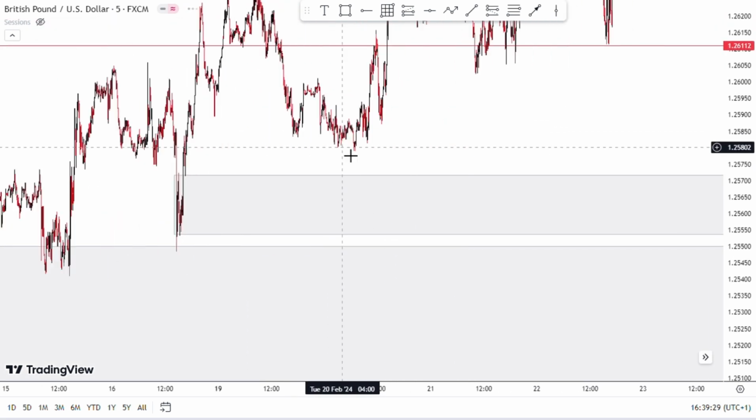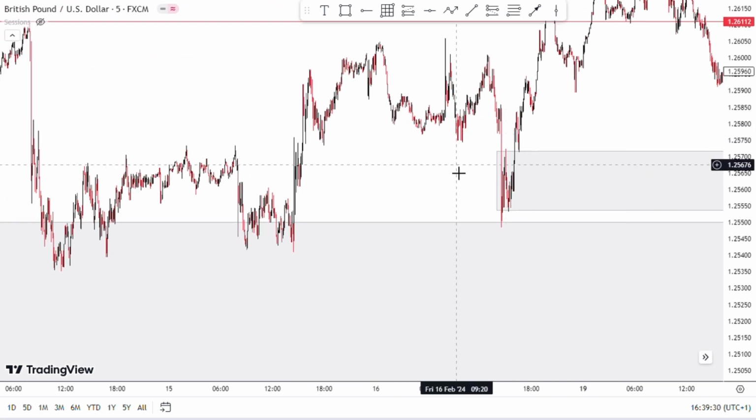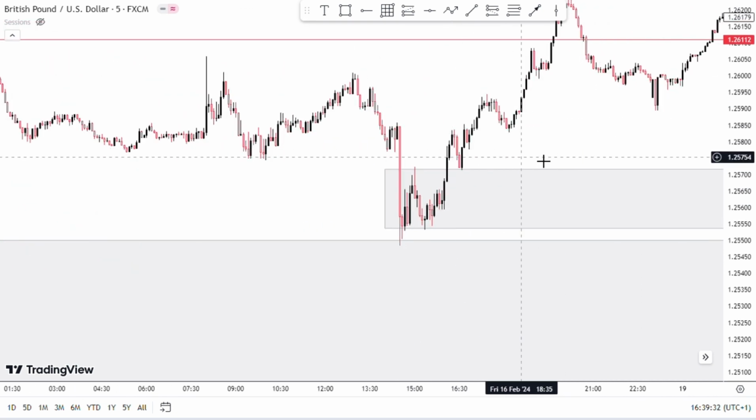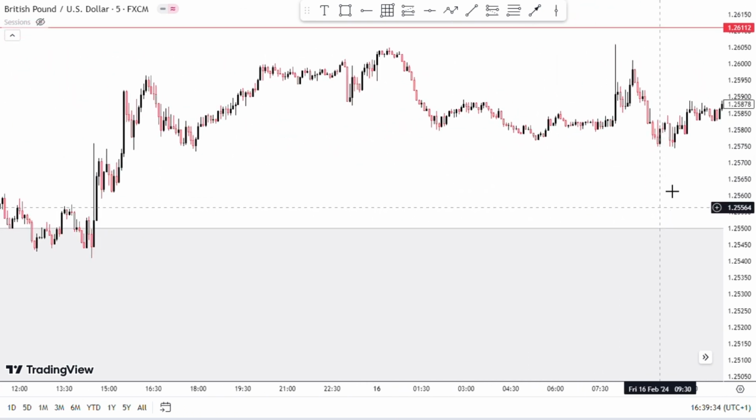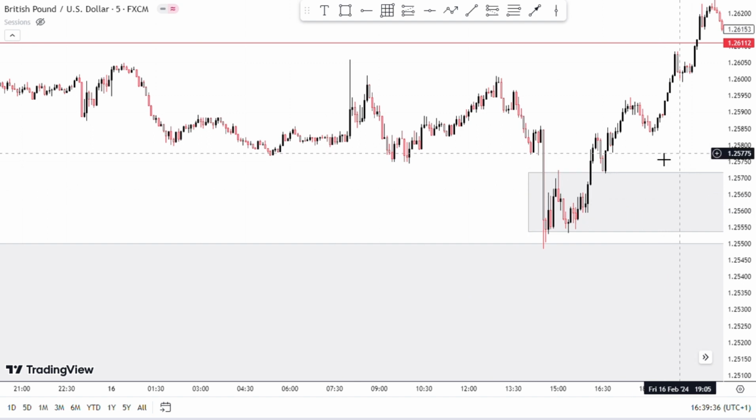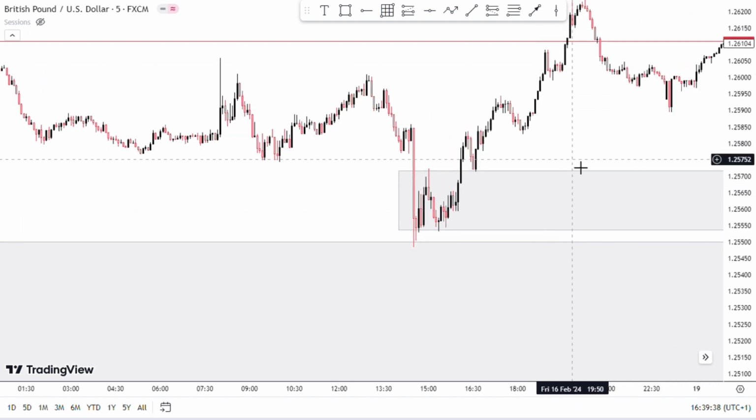So if you check 5 minutes right now, you're going to see more information. And then if I want to enter this particular trade, I'm not going to use this 1 hour order block. I have to go to a lower time frame to find my order block.